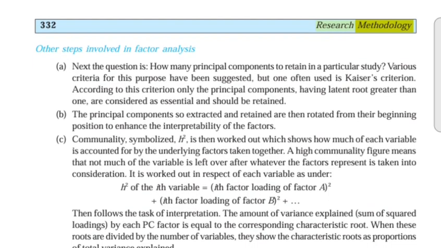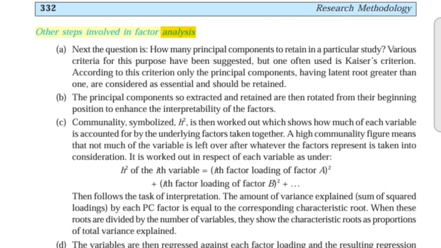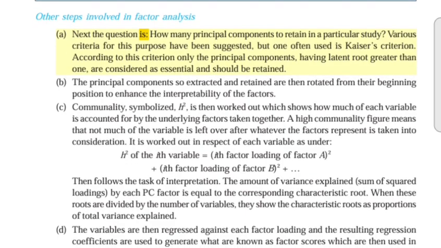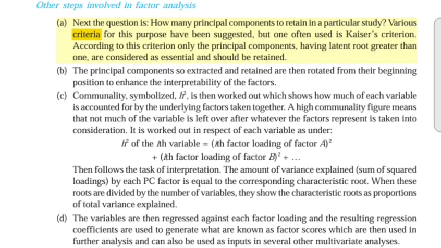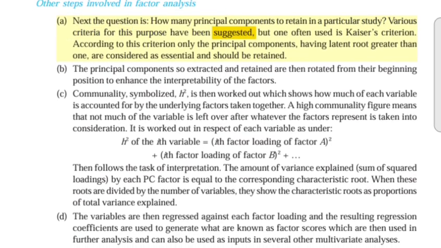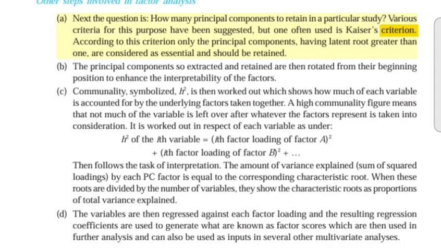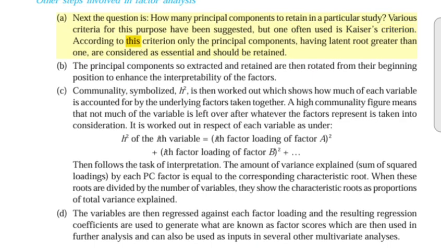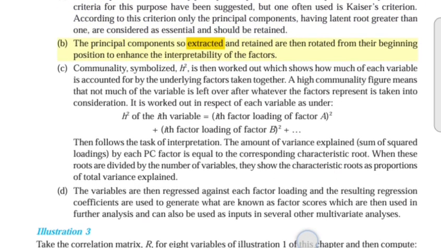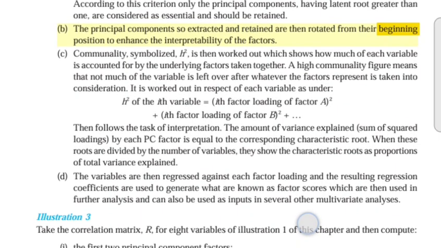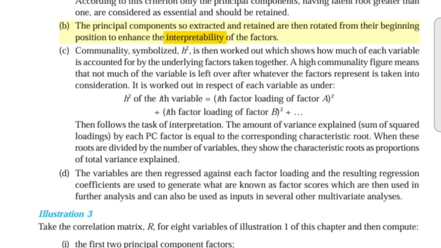Other steps involved in factor analysis. Next, the question is, how many principal components to retain in a particular study? Various criteria for this purpose have been suggested, but one often used is Kaiser's criterion. According to this criterion, only the principal components having latent root greater than 1 are considered as essential and should be retained. The principal components so extracted and retained are then rotated from their beginning position to enhance the interpretability of the factors.